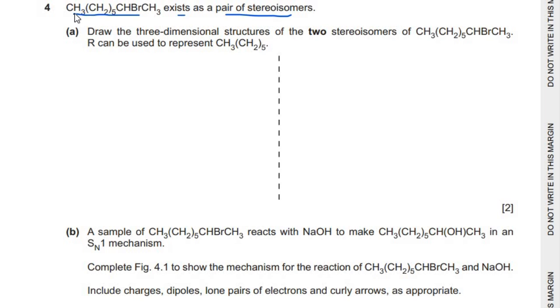Now draw a three-dimensional structure of the two stereoisomers of this compound. R can be used to represent the carbon chain which is given here. So the R is this part and the remaining part we need to draw, and it's clearly written draw the three-dimensional structure. So we need to remember that we have to draw the dotted and the bold lines.